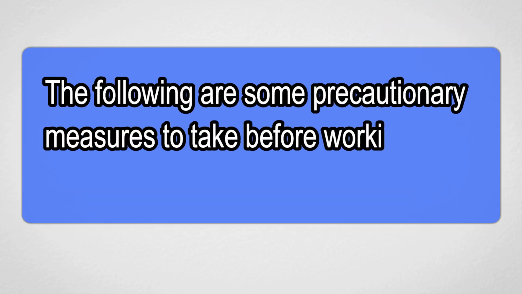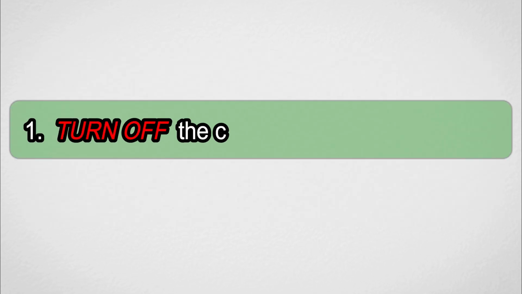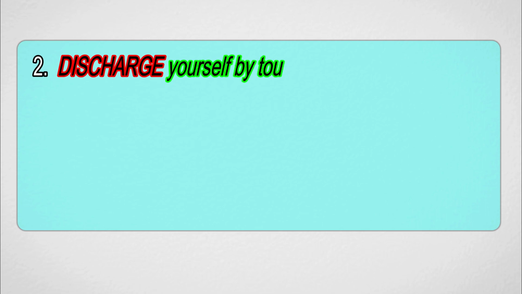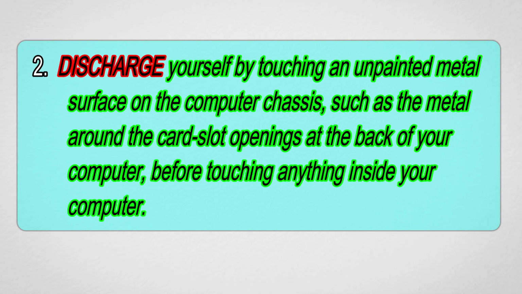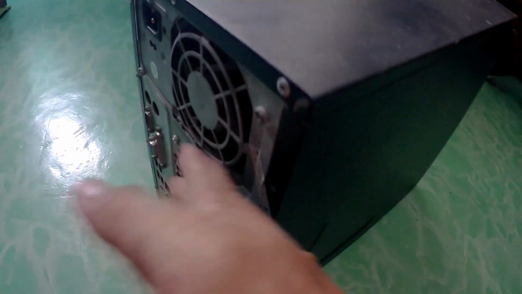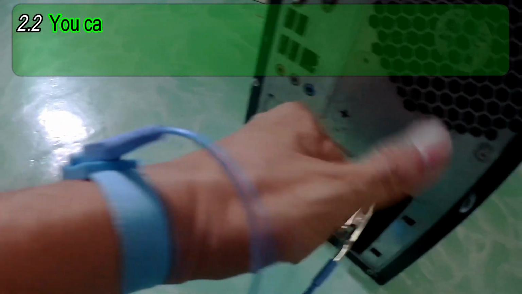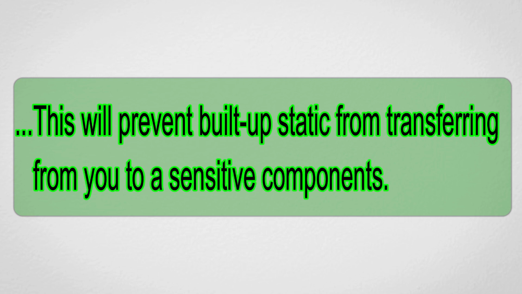The following are some precautionary measures to take before working with any computer equipment. Before you start to work on the computer, perform the following steps in the sequence indicated. Number 1. Turn off the computer and all peripherals. Number 2. Discharge yourself by touching an unpainted metal surface on the computer chassis, such as the metal around the card slot opening at the back of your computer, before touching anything inside your computer. Ground yourself with an anti-static wrist strap or place the computer parts on the electrostatic discharge, or ESD, mat and touch the mat as you work. This will prevent built-up static from transferring from you to sensitive computer components.